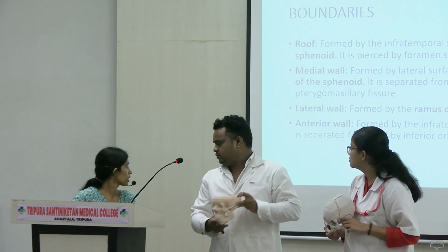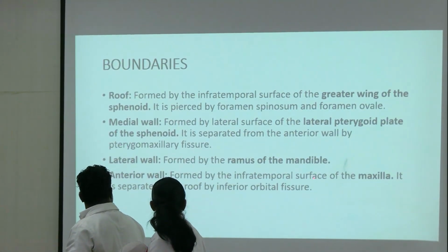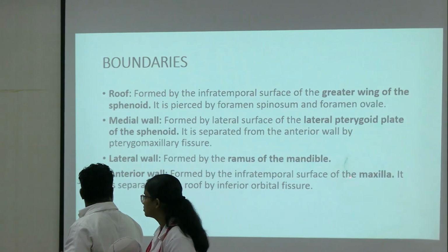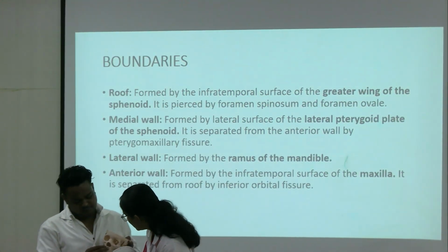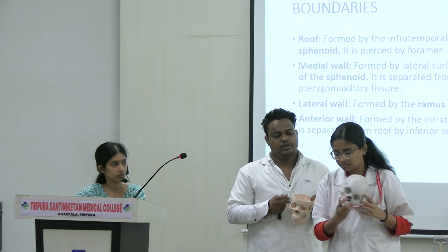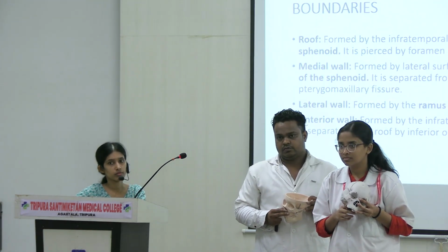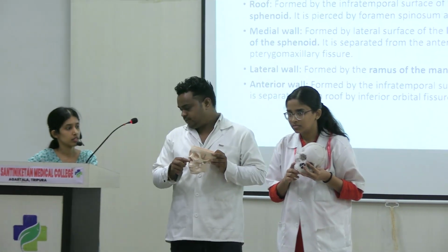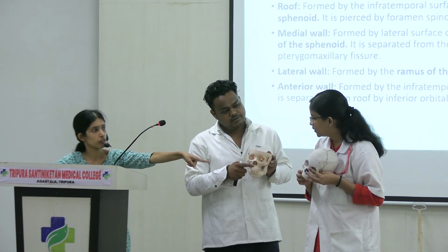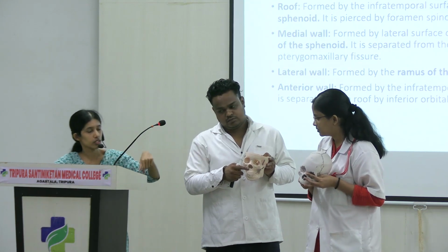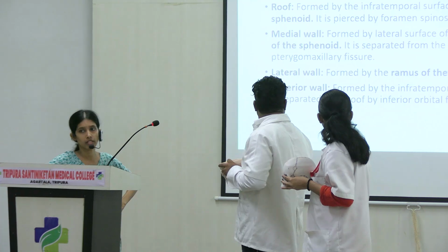Okay, fine. Next we have anterior wall. It is formed by the infratemporal surface of the maxilla bone. So which is the maxilla bone here? Show it to them. This is the maxilla. It forms your upper jaw part, mandible forms the lower jaw part. So your anterior wall is formed by the maxilla bone.